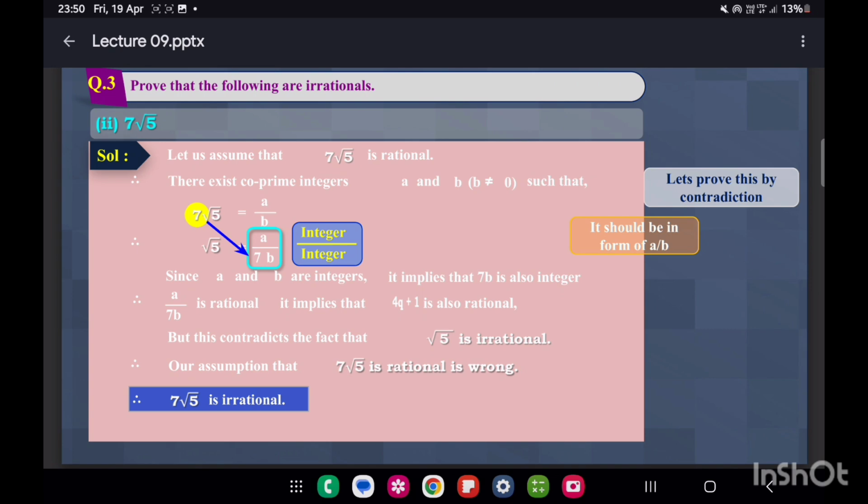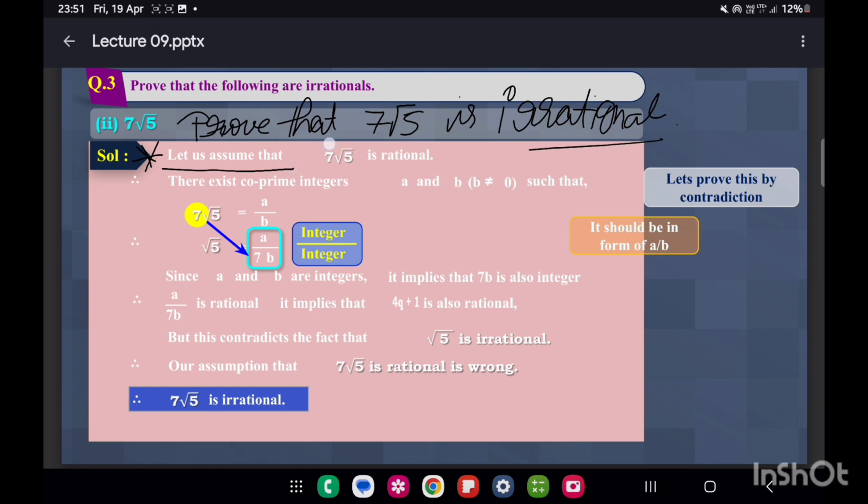Hi dear students. Today we are going to take a new question. Prove that the following are irrational. So we have to prove that 7 root 5 is irrational. In proving that 7 root 5 is irrational, we have to assume; the first step, assuming, is important.